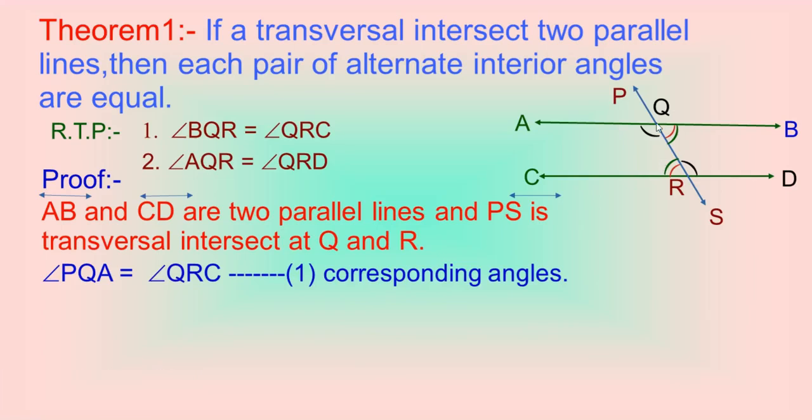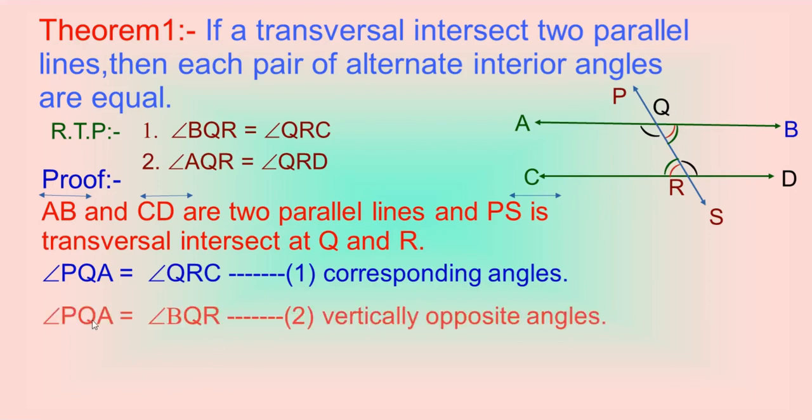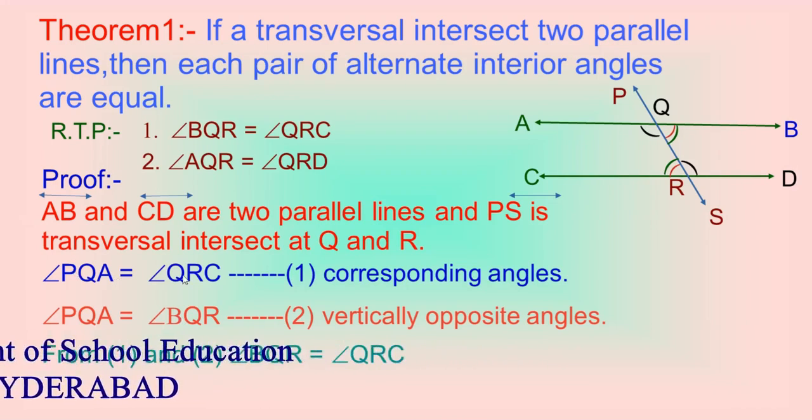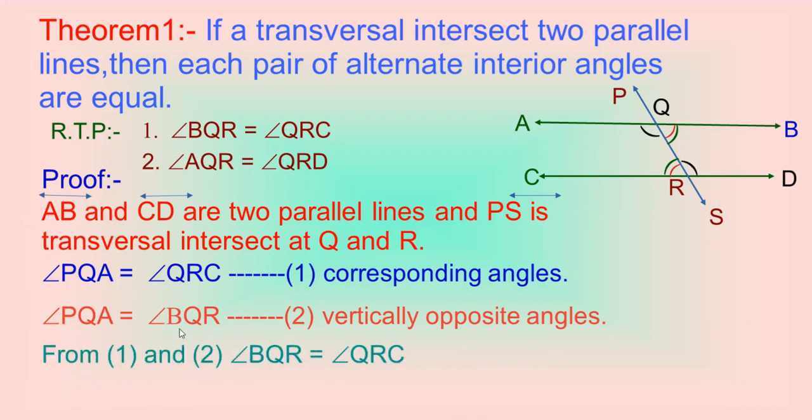PQA and QRC are corresponding angles, so they are equal from axiom 1. PQA is equal to BQR, because these two are vertically opposite angles. From 1 and 2, PQA is equal to QRC and PQA is equal to BQR, therefore BQR is equal to QRC. Similarly, we can prove that the second pair, AQR is equal to QRD.